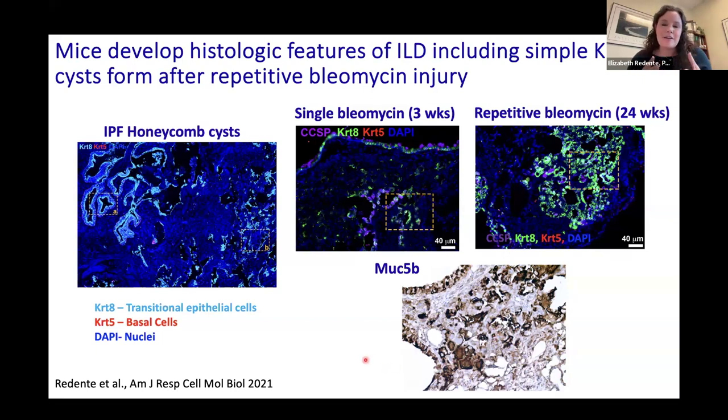So with this idea of repetitive injury, not only are we getting sustained fibrotic disease, sustained fibrosis, we're beginning to see histological changes and protein expression changes that are more reflective of what is seen in a fibrotic patient lung.